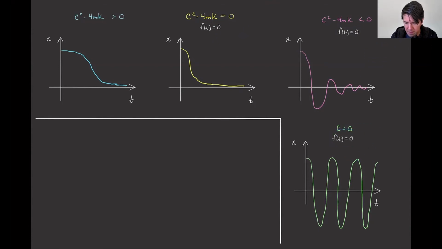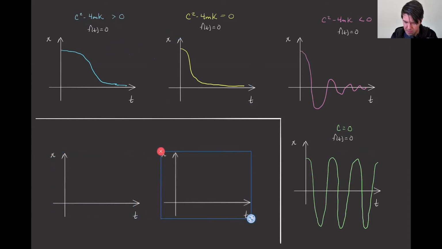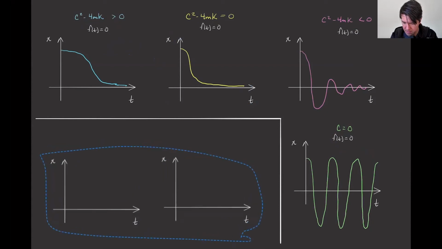If you have that f of t is not equal to 0, then you can have different types of behavior. The two types of behavior we'll be concerned with are resonance and beats. Let me take the same set of axes. With resonance and beats, we get those by looking at the complementary solution and the particular solution and comparing.